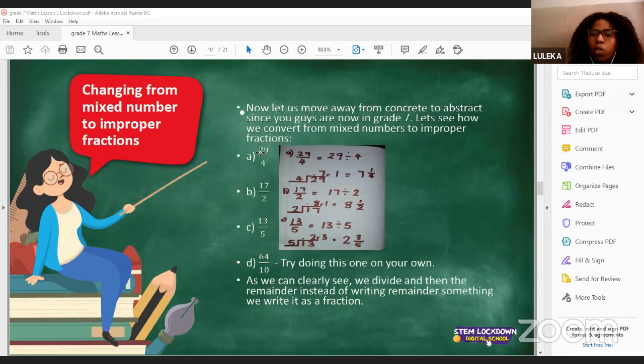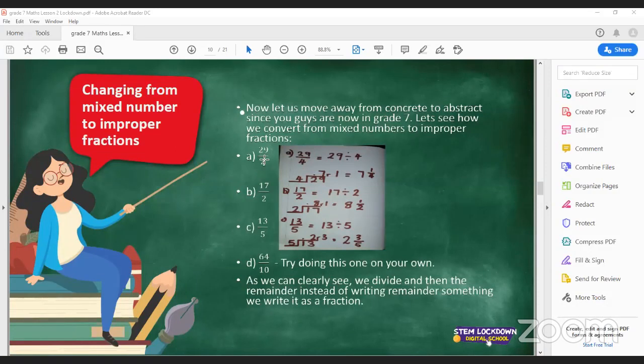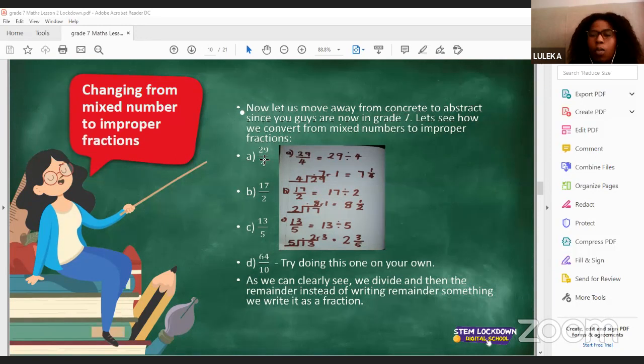All you do is divide, because 29 over 4 is almost the same thing as 29 divided by 4. So you ask how many 4s go into 29. I know you know your multiples. I'll give you the answer because you're all muted. The answer will be 7. So what will be the remainder? That's 1. So you take that 1 over 4. So you have a mixed number of 7 and 1 over 4.